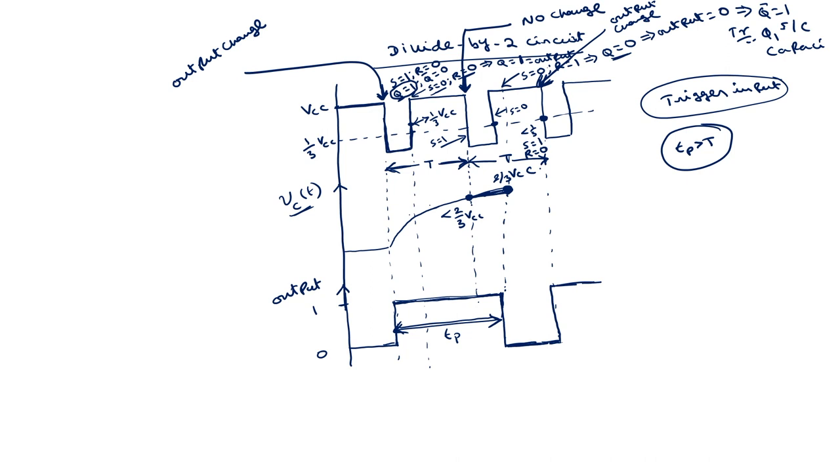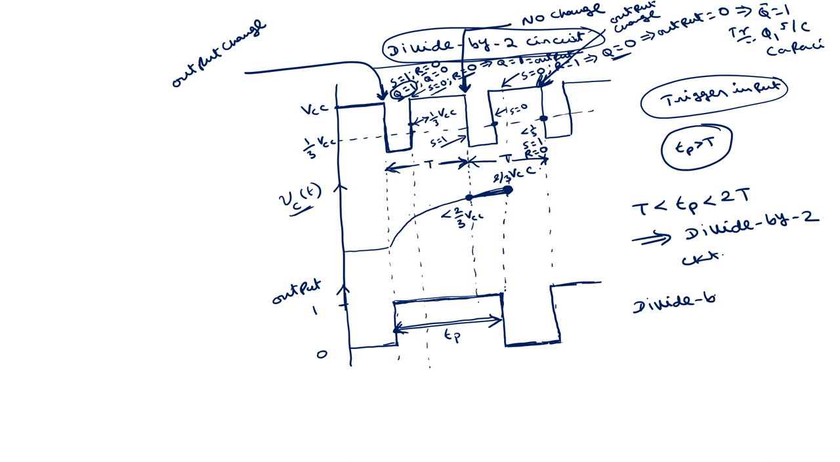That is why the condition for the divide by 2 circuit will be, you have to choose TP such that T is less than TP is less than twice T, so that the circuit will act as divide by 2 circuit. In order to realize divide by 3 circuit, the condition is 2T is less than TP is less than 3T. So, like that you can implement this monostable multivibrator as frequency divider by any factor by properly choosing this value and this value. If it is 3T to 4T, it will actually divide by 4 circuit and so on.